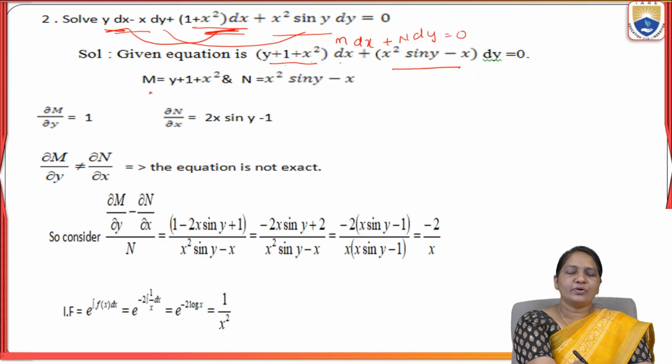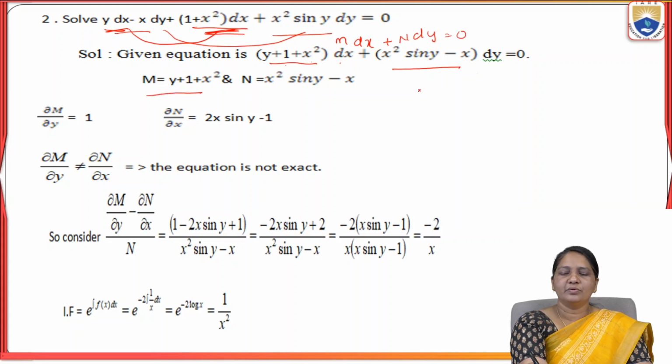So from this we are going to write the M value. What is the M value? M value is y plus 1 plus x square. And what is the N value? N value is x square sin y minus x.